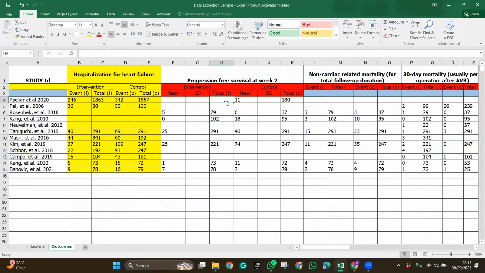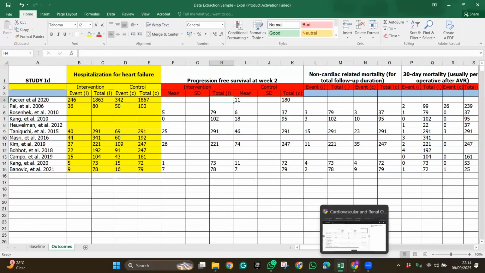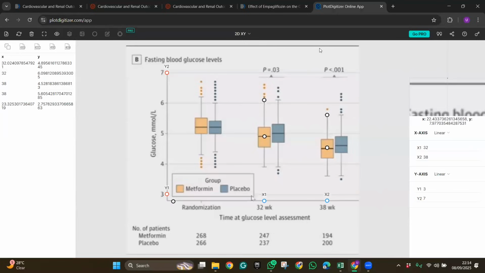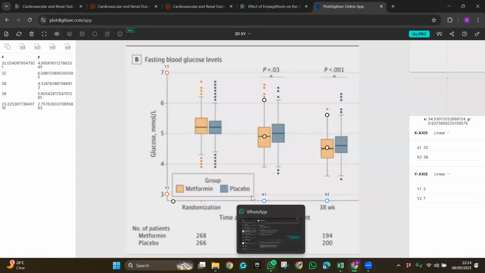If it is not specified in the outcomes table, I will move to the baseline table. I will write the total population for the intervention group from the baseline table if it is not given in the outcomes table. Next, moving on, I will find the SD. I told you guys how I'm going to extract those values from the graphs using plot digitizer, for events and total, and for mean and SD. Is everything clear?